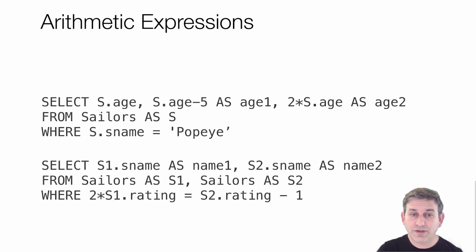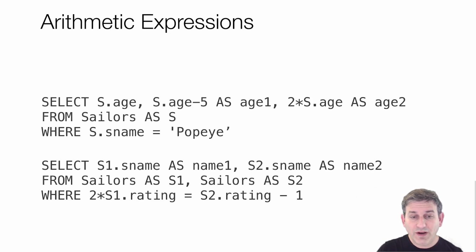Another thing you can do in your select list, in addition to specifying columns, is specify arithmetic expressions. So our first query here is asking from the sailors table, I want to look for tuples where sname equals Popeye. And for the Popeye tuples, I want to know the age, the age minus 5, and call that age1, and 2 times the age, call that age2. So in your select list, you can put whatever arithmetic expressions you like.